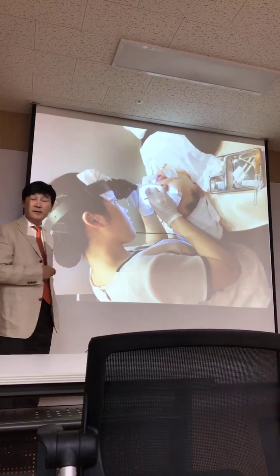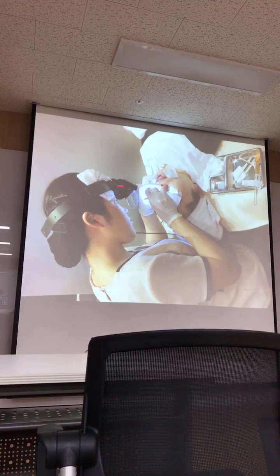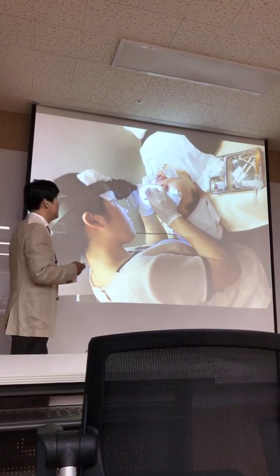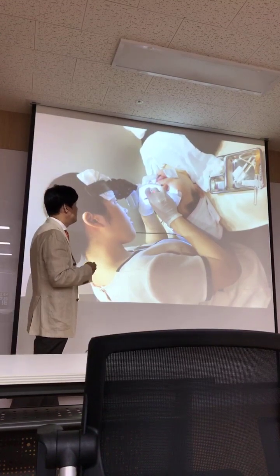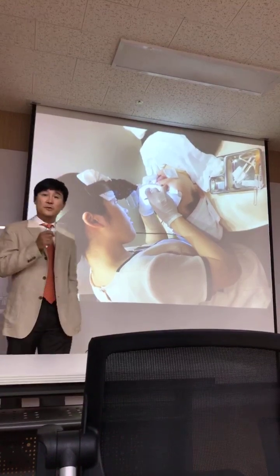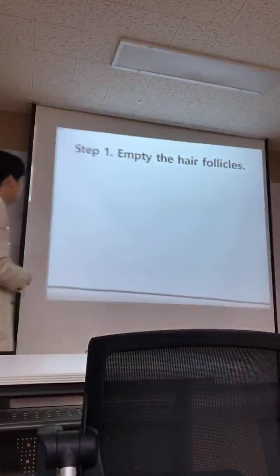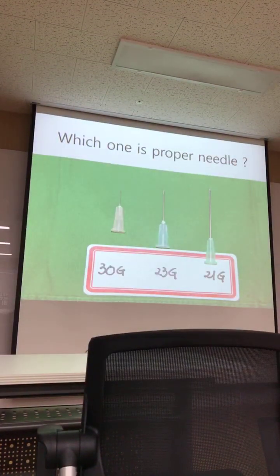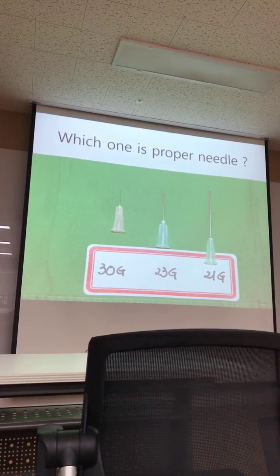This is our esthetician in my clinic. Our esthetician should wear a magnifying loupe to see the hair follicle very closely, and we use a needle puncture before acne extraction. So, which one do you think is proper for the puncturing: 30, 23, or 21 gauge? What do you think?